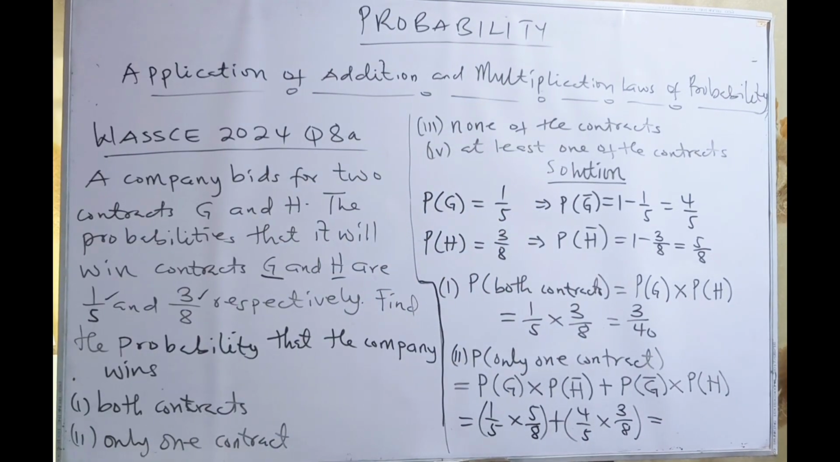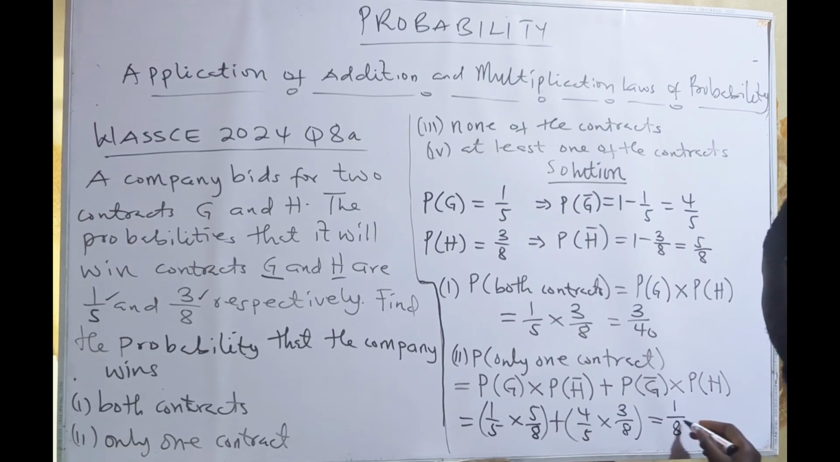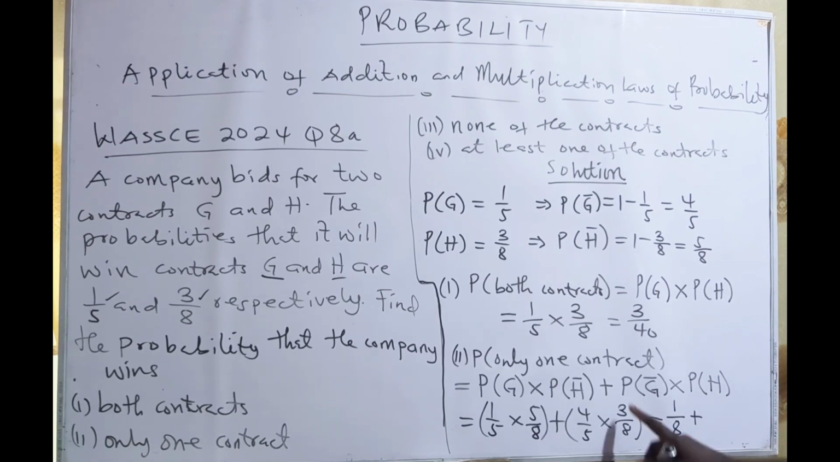Okay, so 1 over 5 times 5 over 8, here 5 can cancel 5, and you get what? 1 on 8. Okay, plus then 4 over 5 also times 3 on 8. Here even 4 can go into 8 2 times.